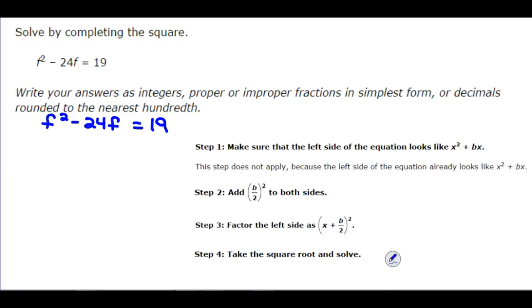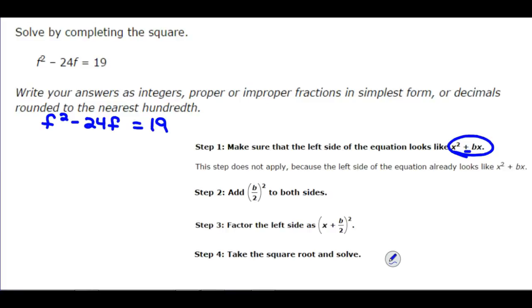So we can solve this first by making sure that the left side of the equation looks like x squared plus something x. It does, or minus. I like it when we put a plus or minus. In this particular equation, we don't have to do anything because it already looks like that. The left-hand side of the equation is f squared minus 24f. The right-hand side of the equation doesn't have to be 0. It could be anything, any number.